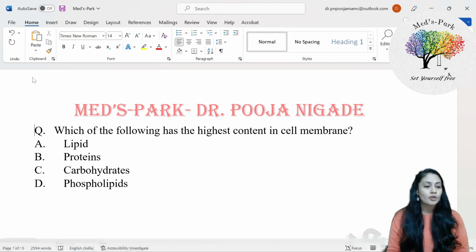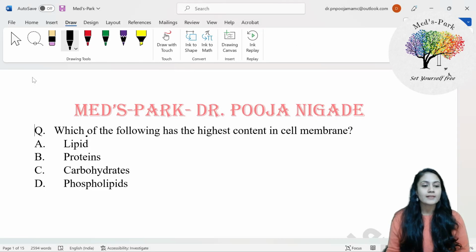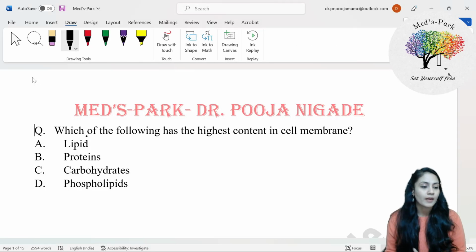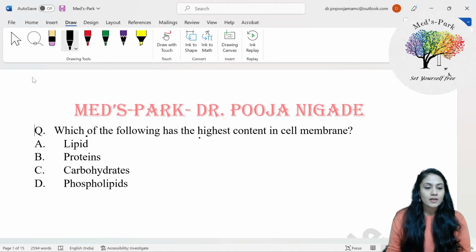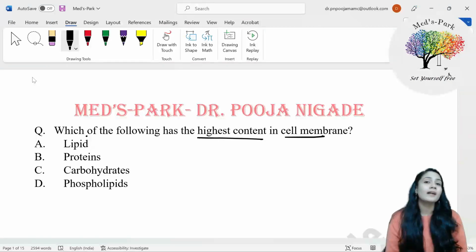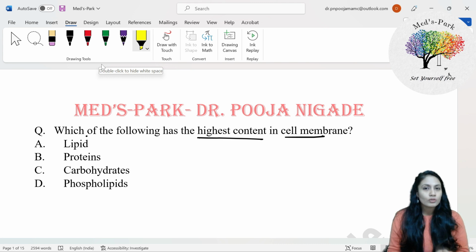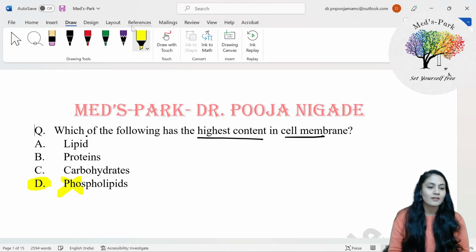Okay, so the first question is, which of the following has the highest content in the cell membrane? Option A is lipid, protein, carbohydrate, and phospholipid. So what is it asking? Highest content in the cell membrane. Go ahead and answer yourself. Most of the students give the answer as phospholipid, right? But this is the wrong answer. The right answer over here is proteins.